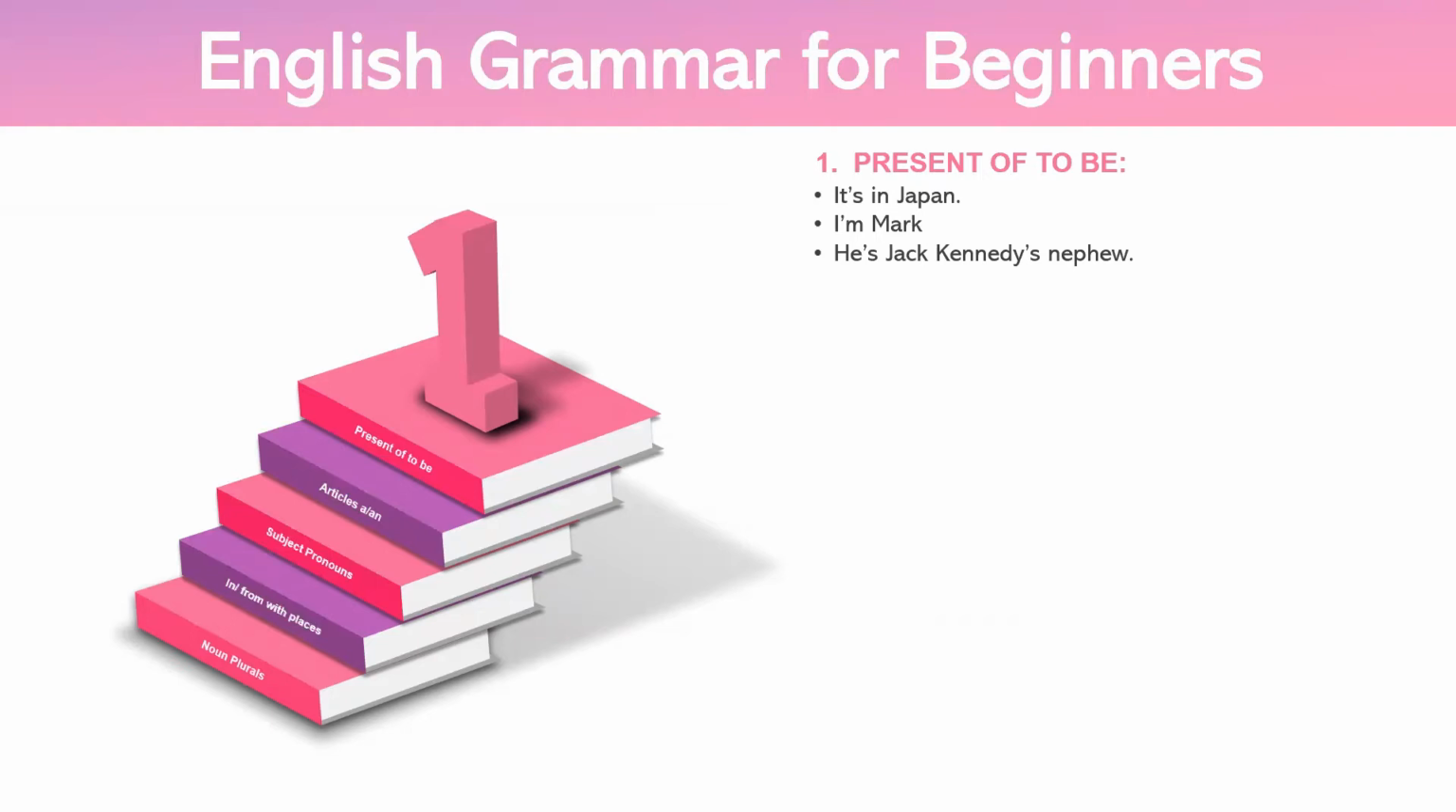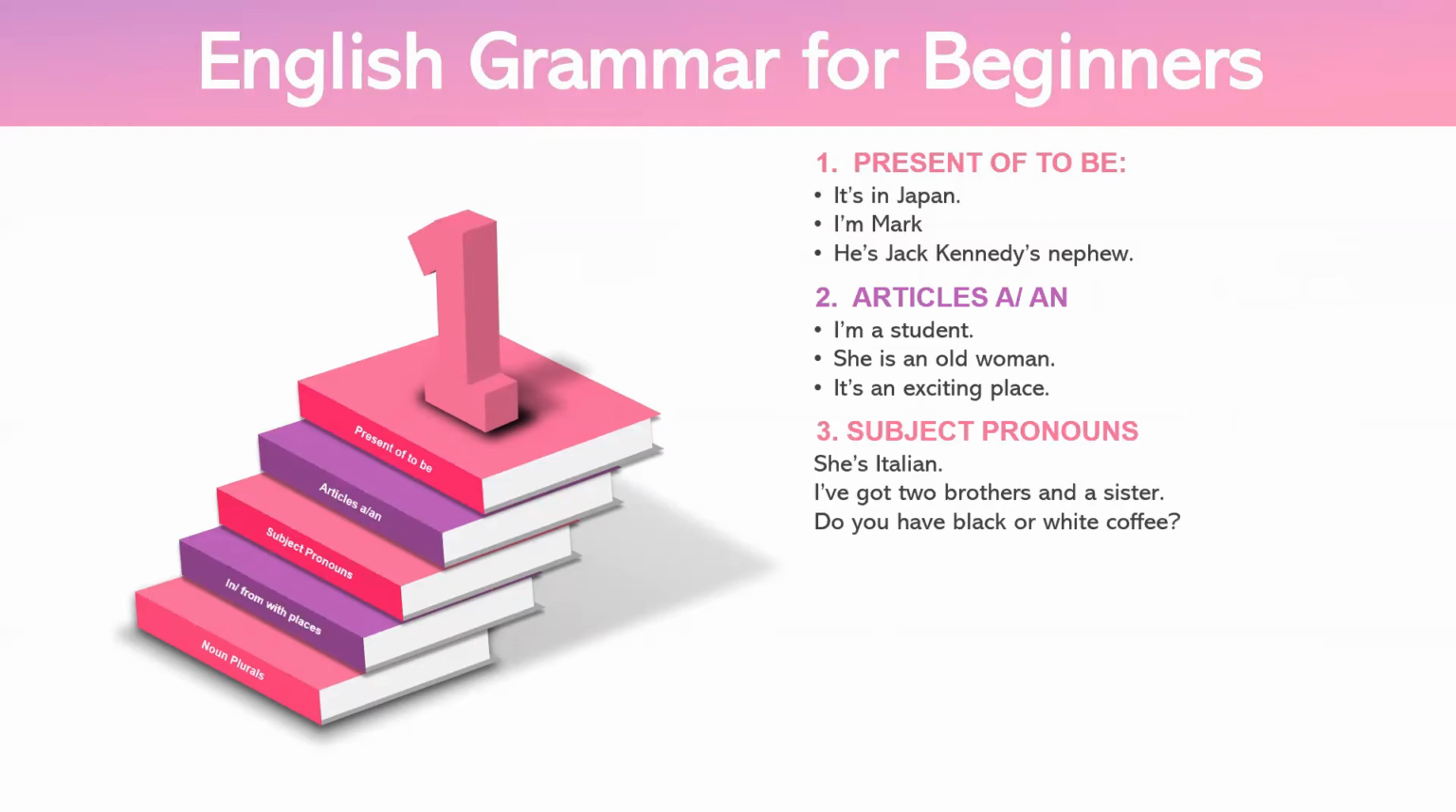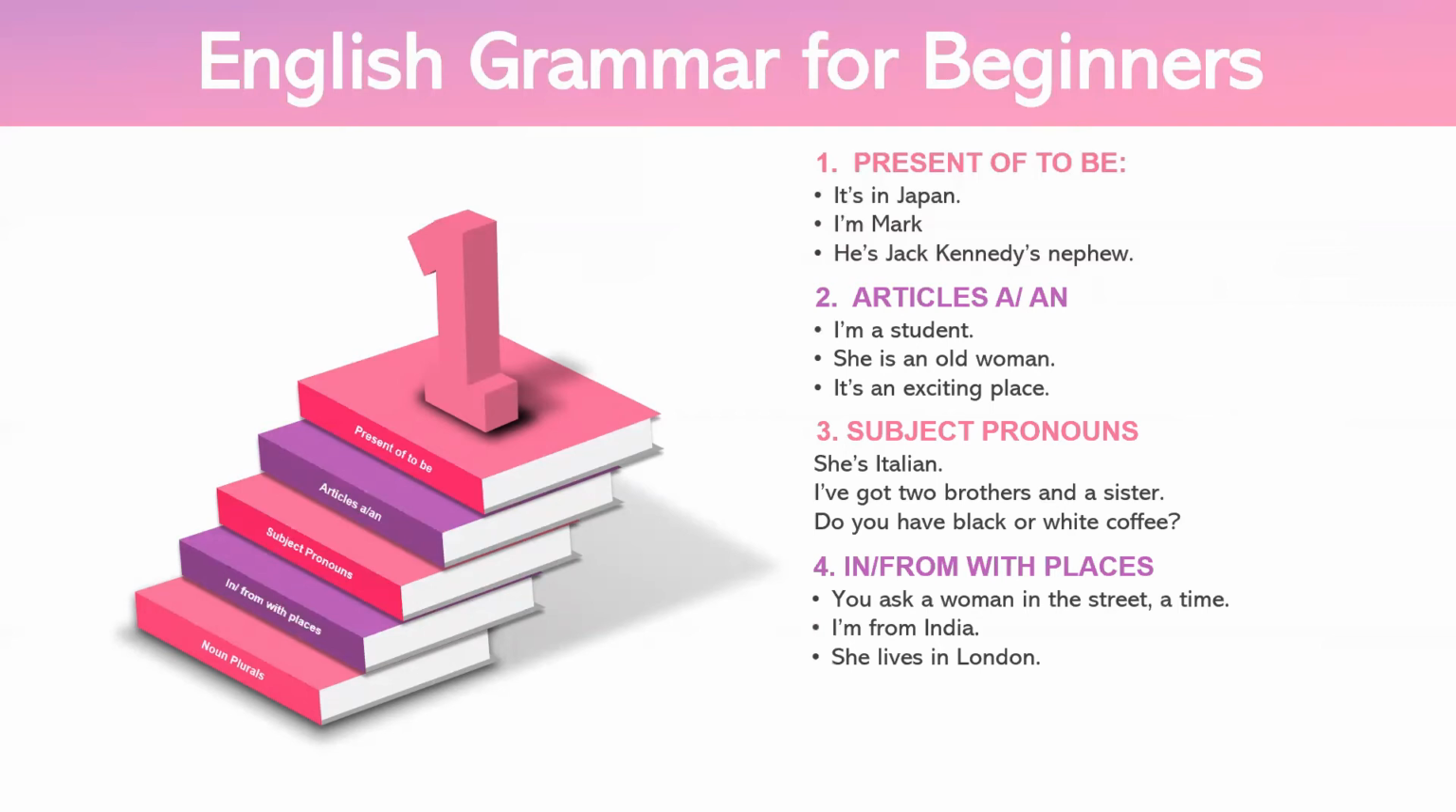1. Present of to be, such as: It's in Japan. I'm Mark. He's Jack Kennedy's nephew. 2. Articles a and an: I'm a student. She is an old woman. It is an exciting place. 3. Subject pronouns: She is Italian. I've got two brothers and a sister. Do you have black or white coffee? 4. In, from, with places: You ask a woman in the street the time. I'm from India. She lives in London. And the last is noun plurals, such as boys, parents, sandwiches.